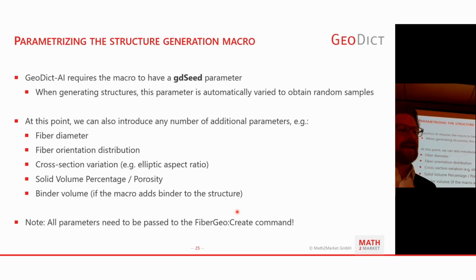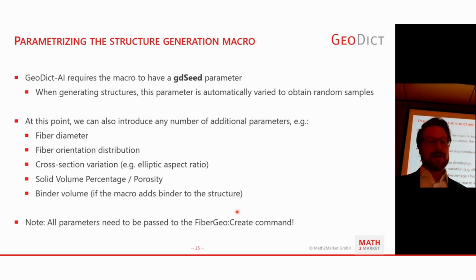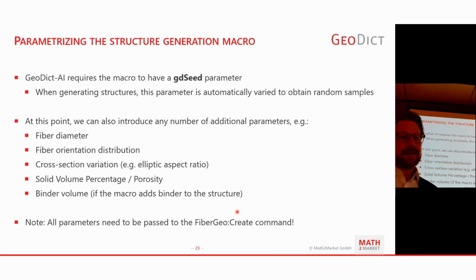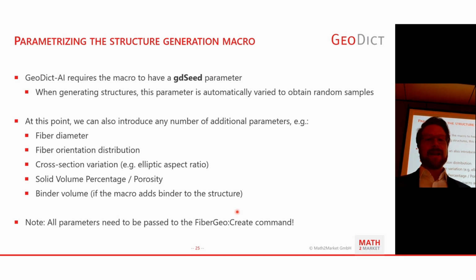And at this point, depending on the range of materials that we want to cover, we can also introduce any number of additional parameters. Say we have structures where we always have a constant diameter, but we have materials where the diameter varies from one sample to the other. Then we could introduce a fiber diameter parameter to our macro, and I will show you how to do this in the next slides, which allows us to randomly vary this parameter as well, to include a range of materials in our training distribution.